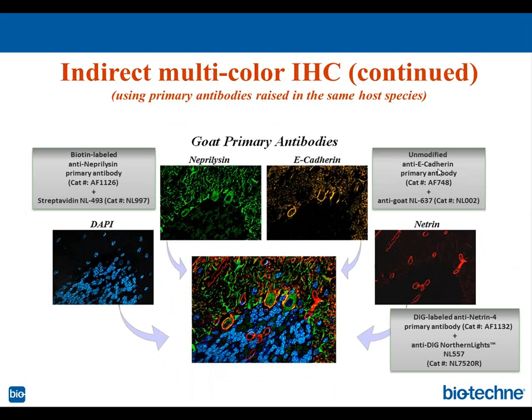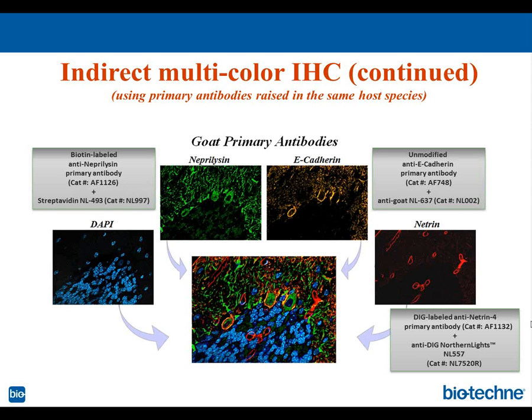We are using antibodies against E-cadherin, unmodified, followed by plain anti-goat NL637 fluorescent secondary antibodies, and then a mixture of the biotin-labeled anti-neprilysin antibody and the antibodies against nephrin conjugated to digoxigenin, followed by, again, anti-DIG antibodies conjugated to NL557, that's a red color, and here we got the green color. When we merge all the images, we get this nice picture where all the colors are still visible, and we can tell the difference between different colors and identify them individually.